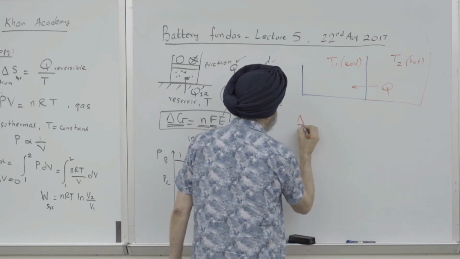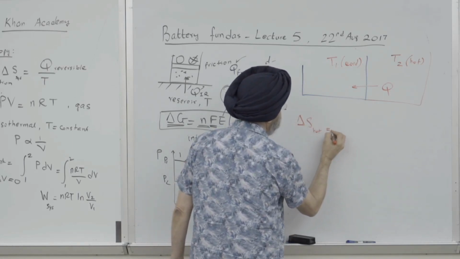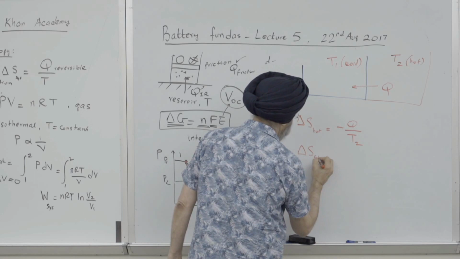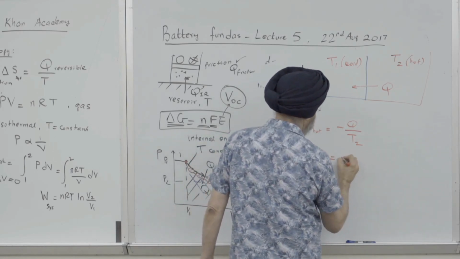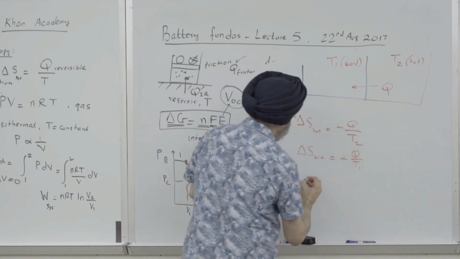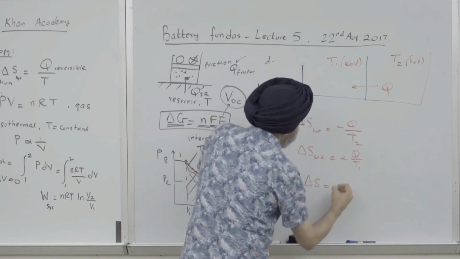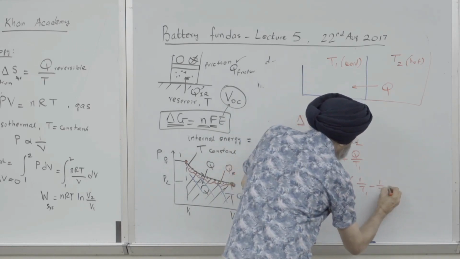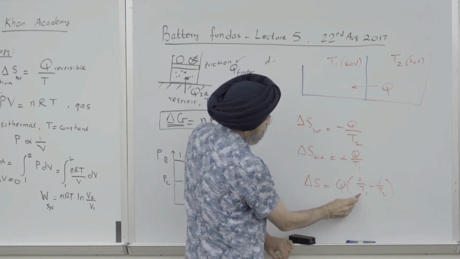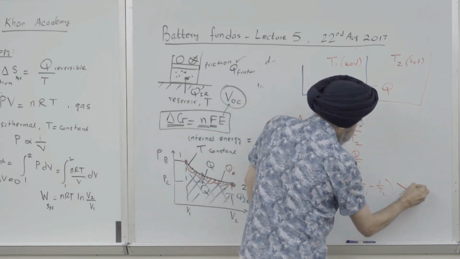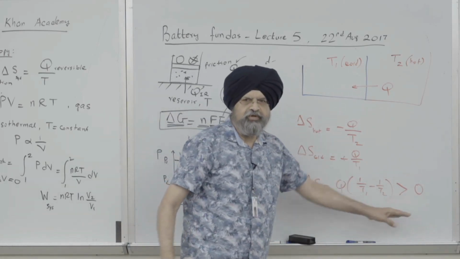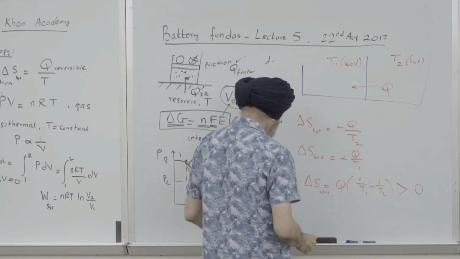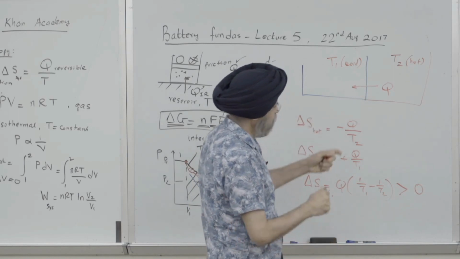So what's the entropy change for the hot container? It is minus Q over T2, right? What's the entropy change for the cold container? It's plus Q over T1. So what's the total entropy change? You add the two, so you bring Q on the outside. It's 1 over T1 minus 1 over T2. So T1 is small, and T2 is large, so this is greater than 0. That means it's a spontaneous reaction. So that's why heat flows from hot to cold.